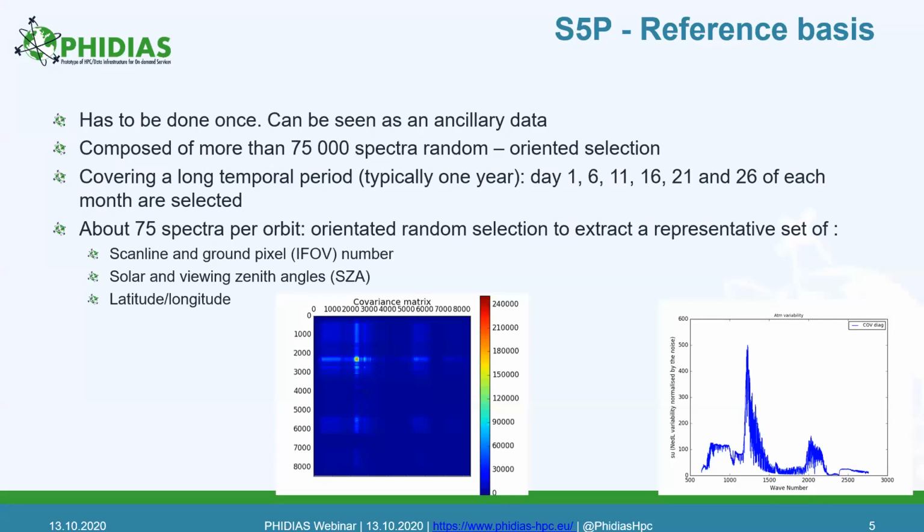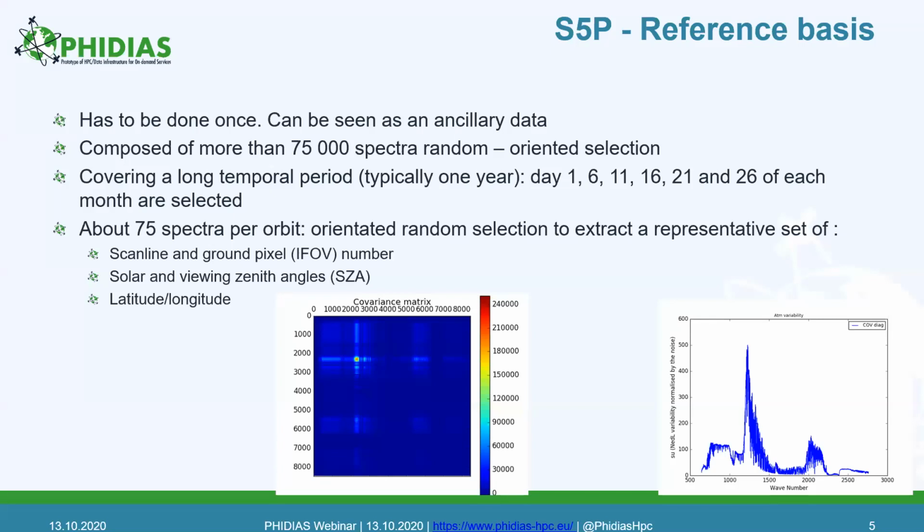So, as I said, we need a reference basis. We need a set of eigenvalues to perform the processing. We can see that set of eigenvalues as ancillary data. It has to be done once, or maybe twice if we make a separation between observations over land and observations over sea, for example.